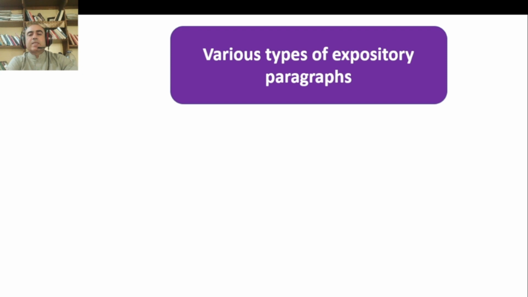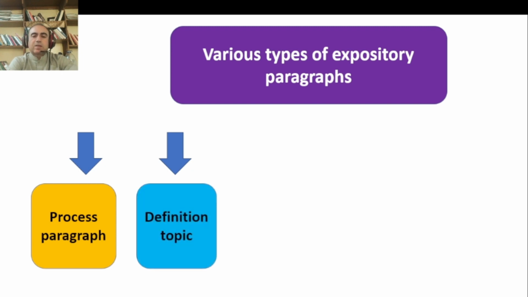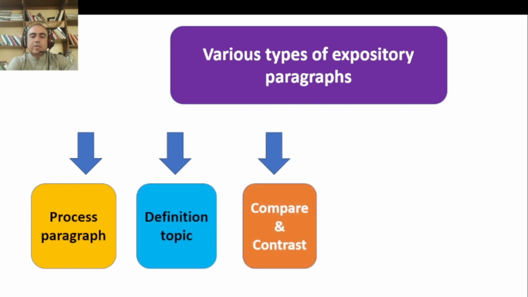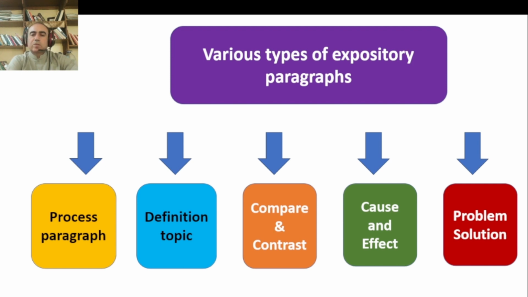Then there are various types of expository paragraphs. First one is process paragraph, second one is definition paragraph, then compare and contrast, then cause and effect, and then problem solution. So there are 5 types of expository paragraph. All these paragraphs fall under the category of expository paragraph, generally speaking. So we need to understand how each type of expository paragraph should be dealt with.